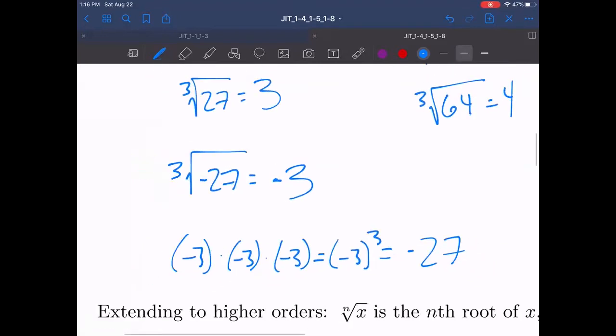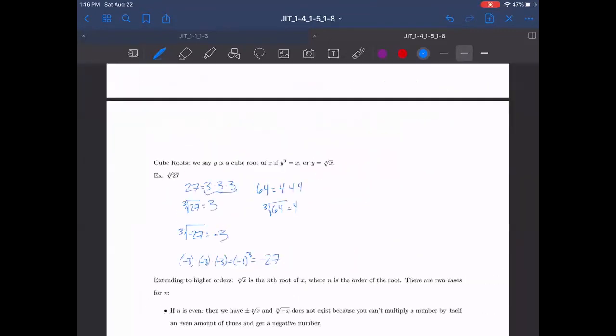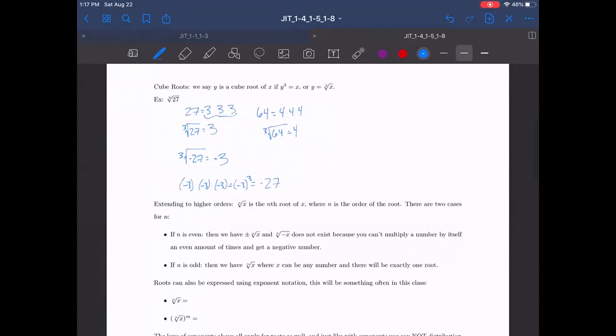So with cube roots, it's not the same as with the square root. With the square root, your answer is always going to have a positive and a negative possibility. With cube roots, it will just have whatever answer comes out to be. So if it comes out as 3, it'll be 3. If it comes out as negative 3, it'll be negative 3. Okay, so these are 2 examples of what we can extend to higher orders.